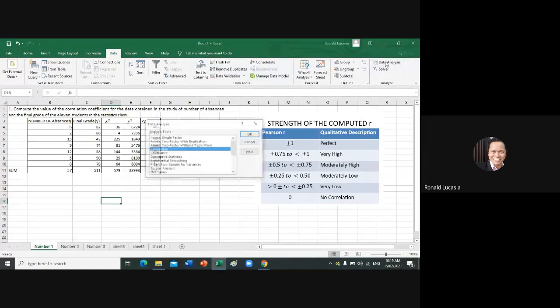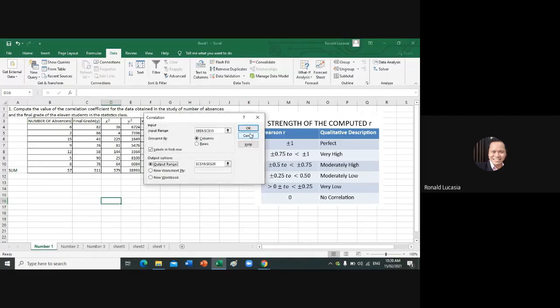Then when you click the data analysis, we have there the ANOVA, two-factor ANOVA, correlation, covariance, descriptive statistics, exponential, the histogram, random numerical generation, regression, t-test, and the z-test. So our concern here is the correlation. You click the correlation, and then okay.